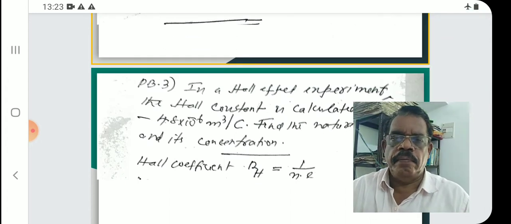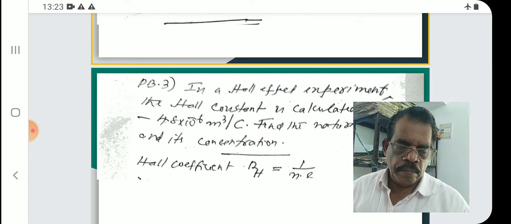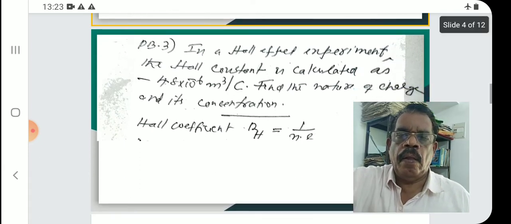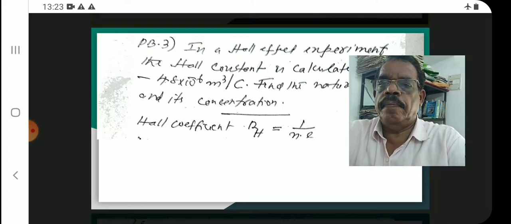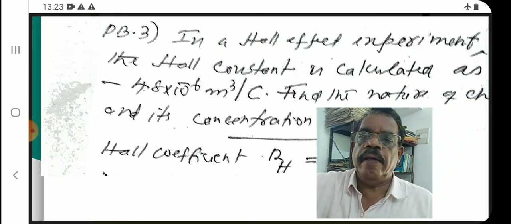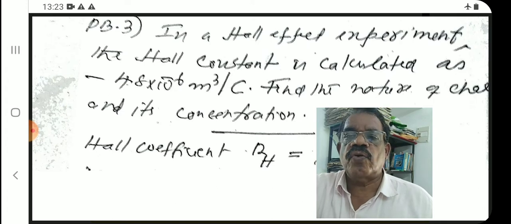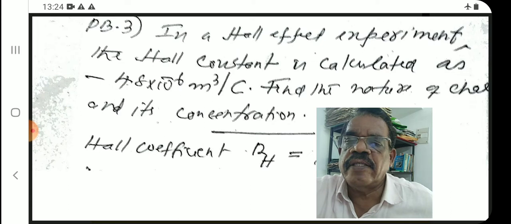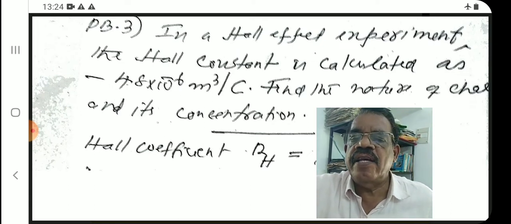Next problem. Problem number 3. In a Hall effect experiment, the Hall constant is calculated as minus 4.8 into 10 raised to minus 6 meter cubed per coulomb. Find the nature of charge and its concentration.